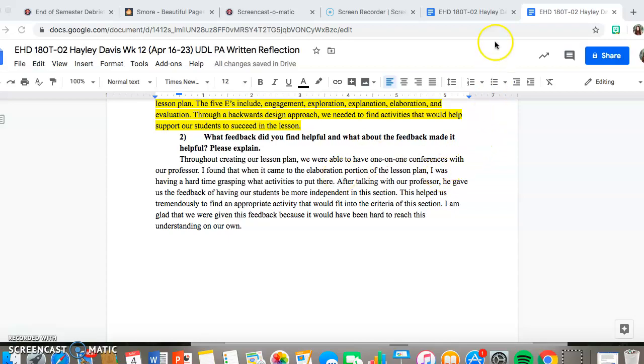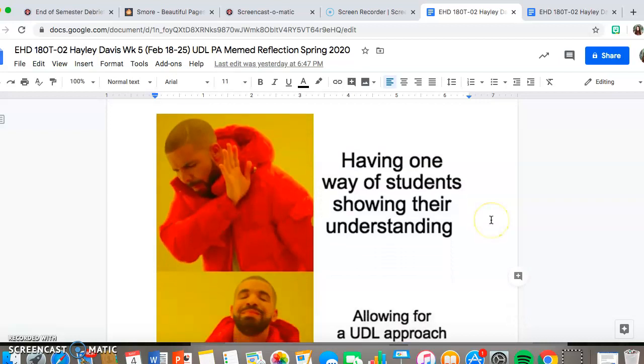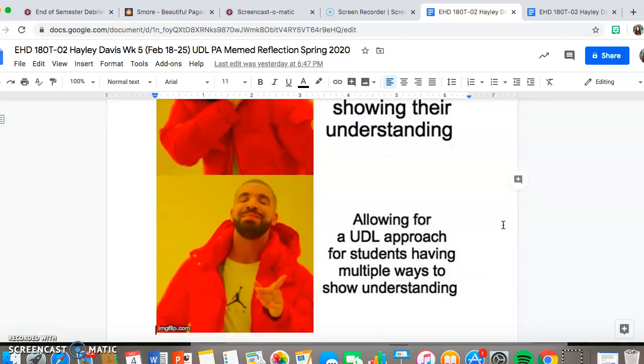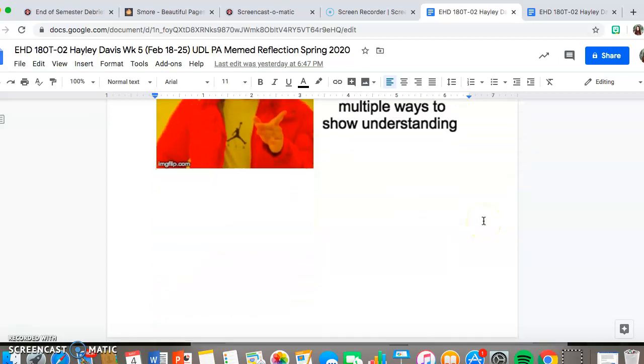So going on to the second UDL reflection, I'm going to be going to the week 5 reflection. Right here I have one way of students showing understanding versus allowing for a UDL approach, with students having multiple ways of showing their understanding, which I felt was really important in our lesson plan. And through the products we had in our lesson objective, we were able to show that students have multiple ways of showing their understanding of the content.